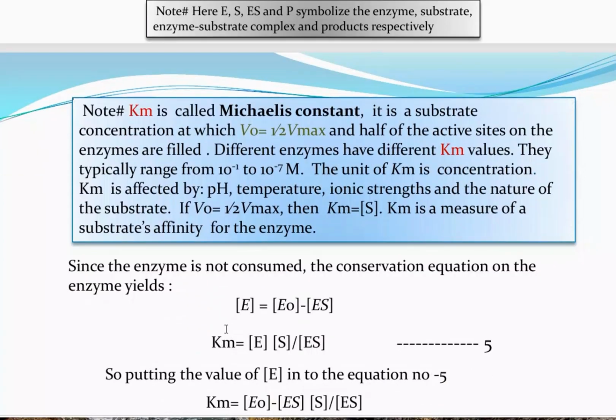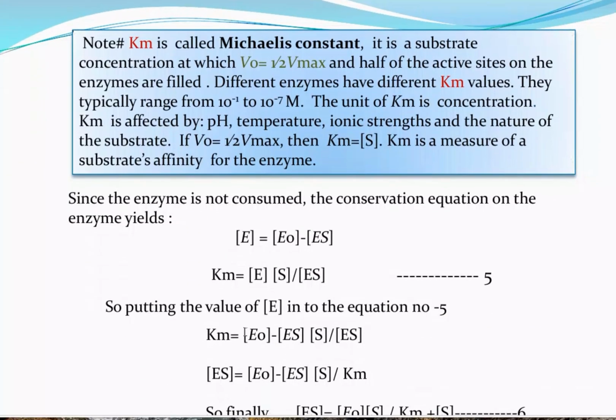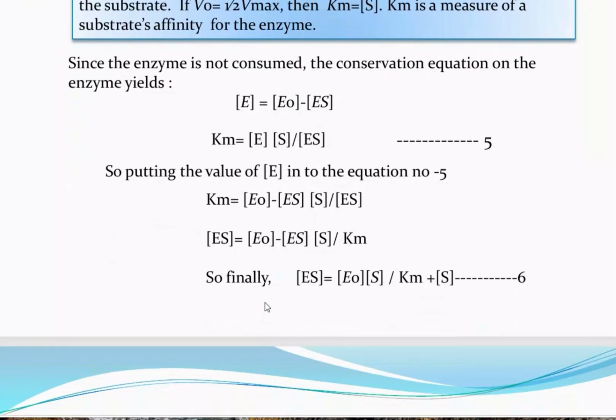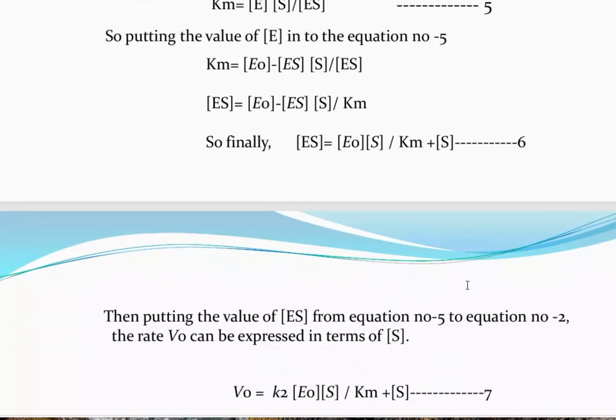Now let us see how this Km can help to derive the Michaelis-Menten equation. This is the Km value, and putting this E into equation number 5, E is equal to E0 minus ES. So you can put this here, and then we will finally get ES is equal to E0 times S divided by Km plus substrate S. Then putting the value of ES from equation number 5 and equation number 2, the rate V0 can be expressed in terms of S.